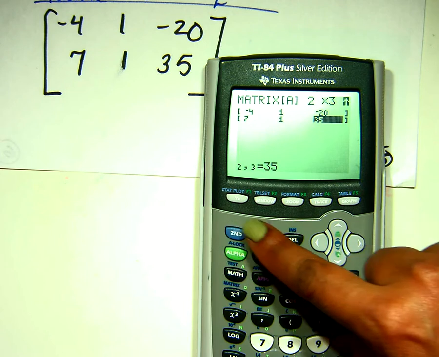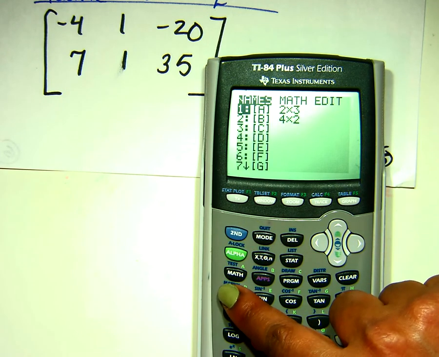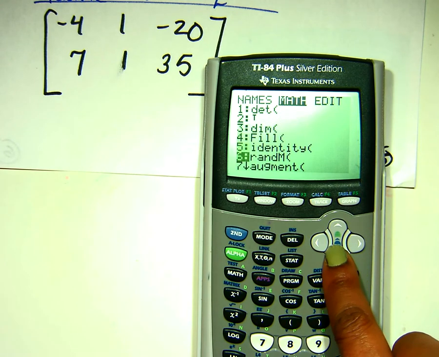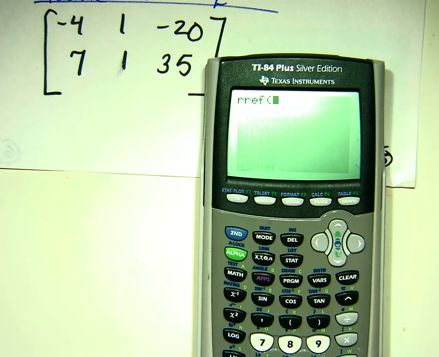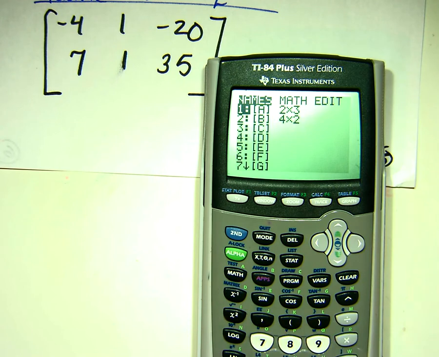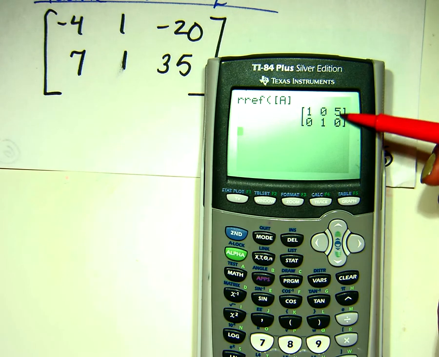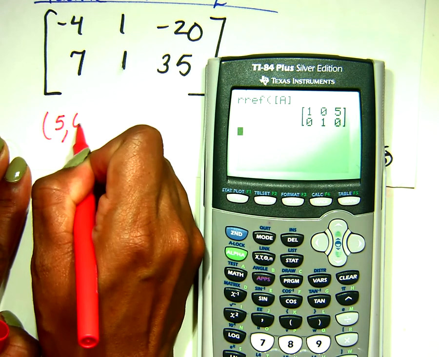Now hit your second and mode key. Second matrix again. Use your right arrow key, go to math, go all the way down until you see RREF. Make sure it has 2 R's. Hit enter. Second matrix once again, we're going to hit enter for matrix A. Enter again. And notice how we have our solution set. So we're looking at this last column right here. So we know that x is going to be 5 and y is going to be 0.